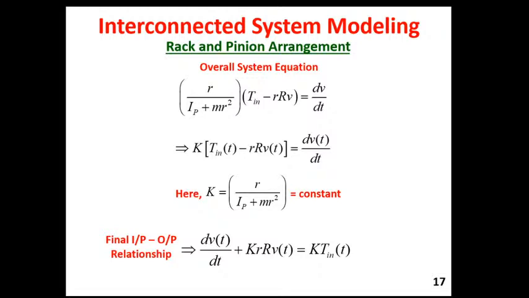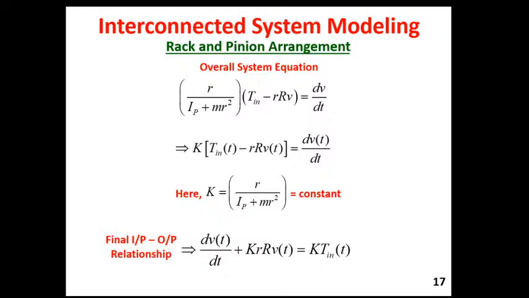Capital K is small r divided by Ip plus Mr square, all constant terms. Again it is getting multiplied with small r. Capital R is nothing but the friction between the rack and the base, which is again a constant term. And Vt is nothing but the velocity of the rack in the forward direction, which is a translatory motion. The right side also has that constant K, and it is connected to T in. So the input parameter is T in, which is the input torque to the system, and the output is the linear velocity of the rack.